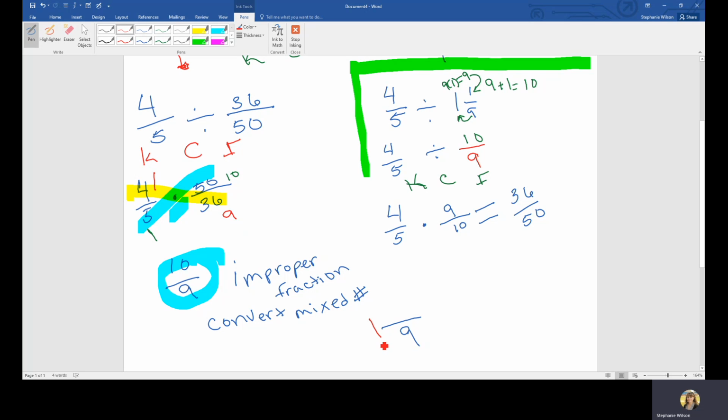The 9 times 1 is 9. 10 minus 9 is 1. So that is my new numerator. So just to repeat myself, the denominator stays the same. 9 times 1 is 9 plus 1 is 10. Boom, we got our improper, and vice versa.